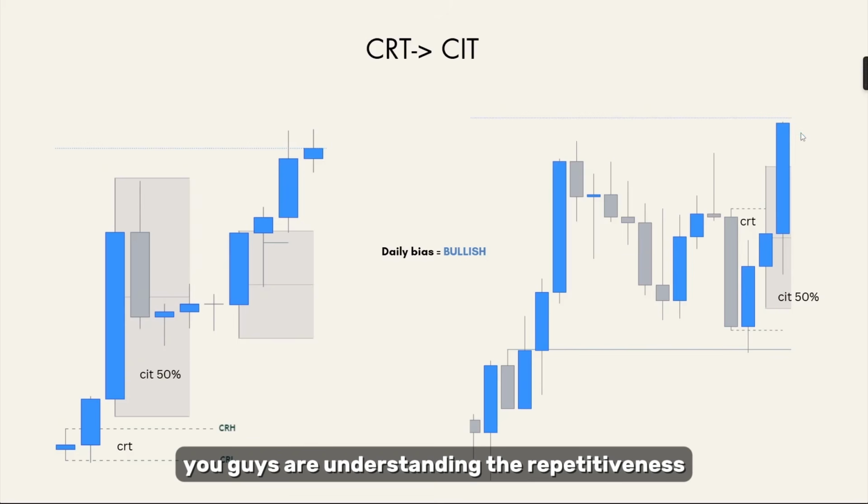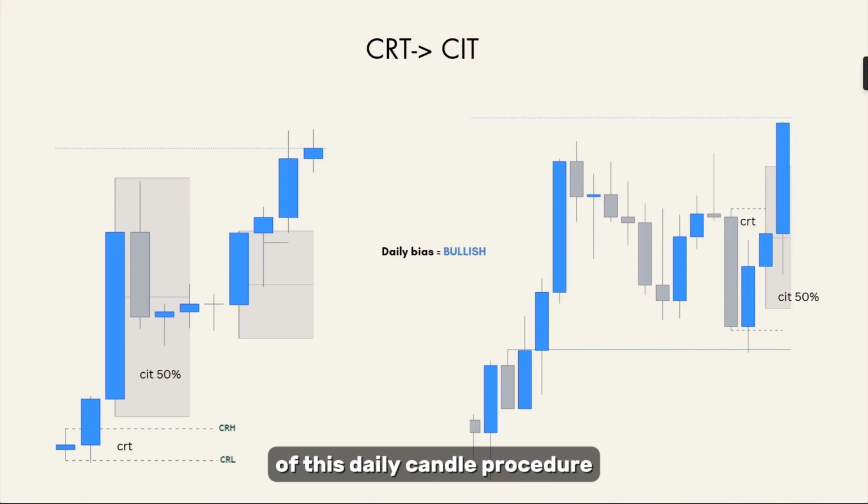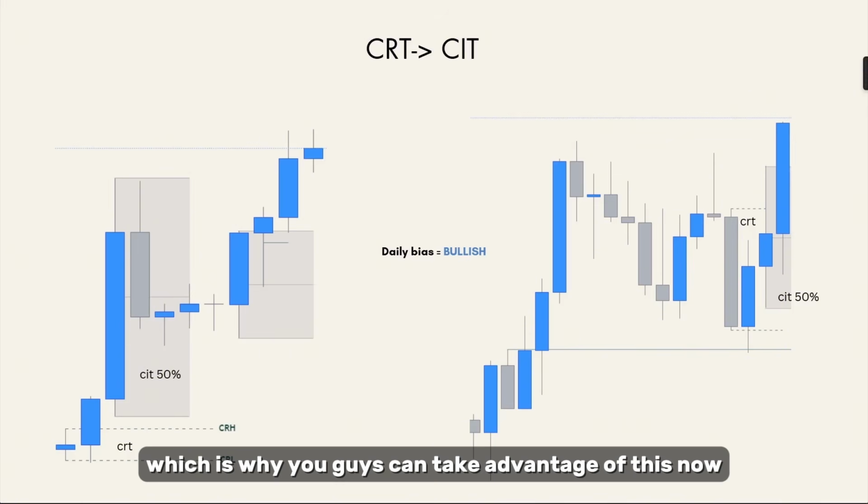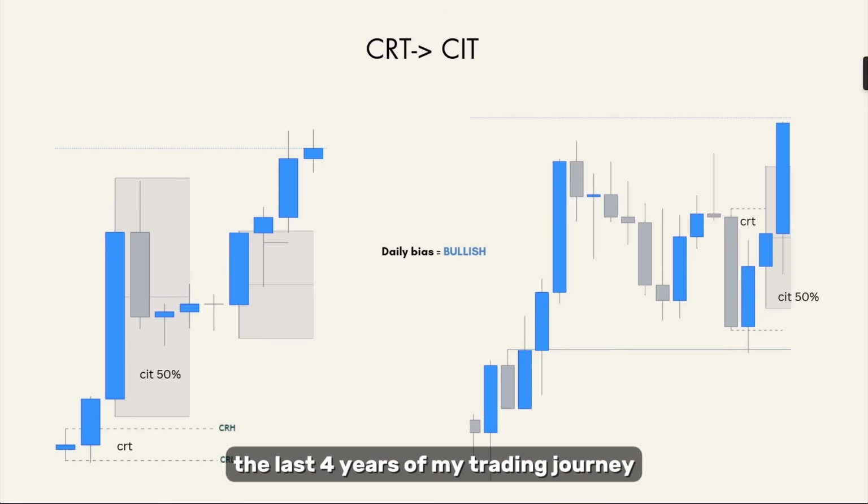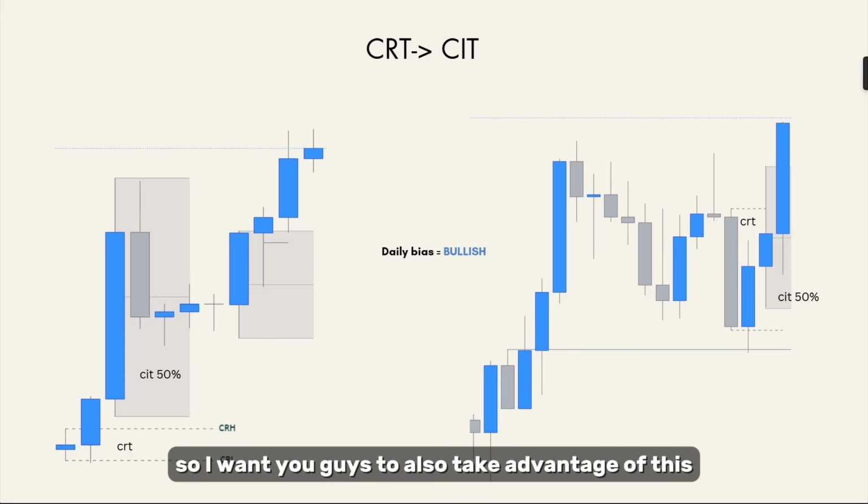Hopefully by now you guys are understanding the repetitiveness of this daily candle procedure, which is why you guys can take advantage of this. Now, I've seen this kind of behavior over the last 4 years of my trading journey, so I want you guys to also take advantage of this.